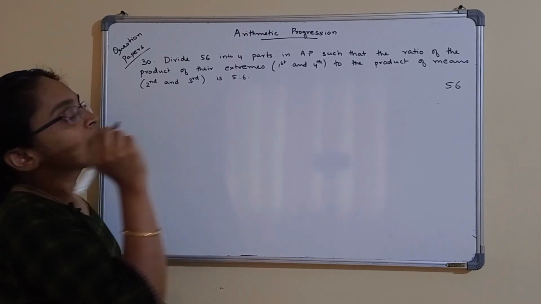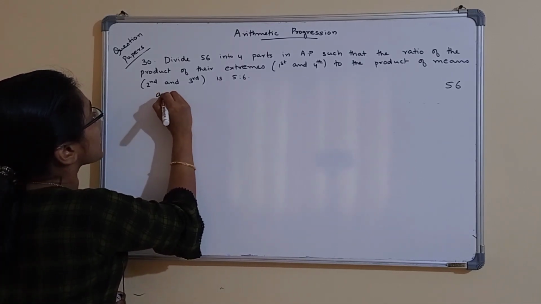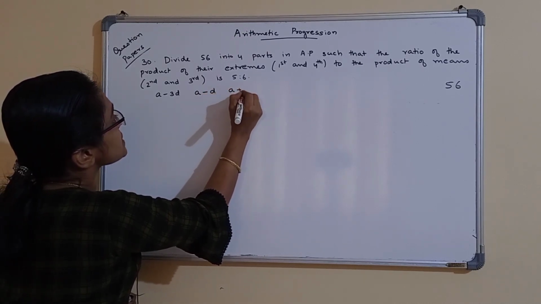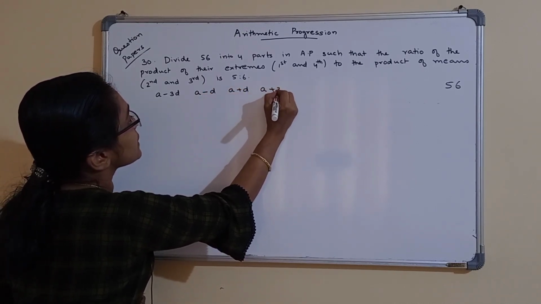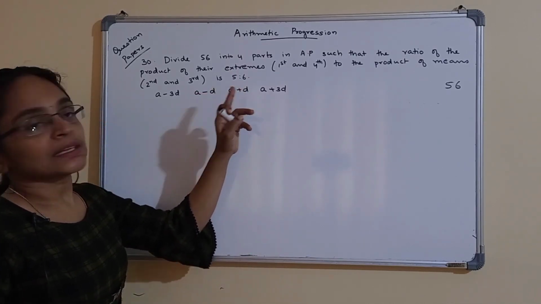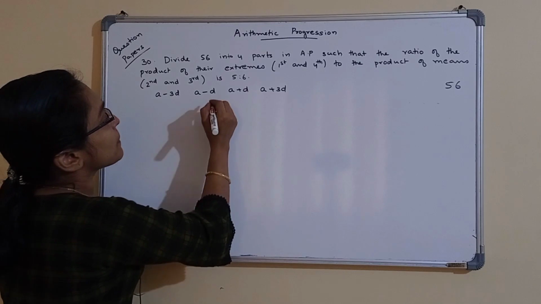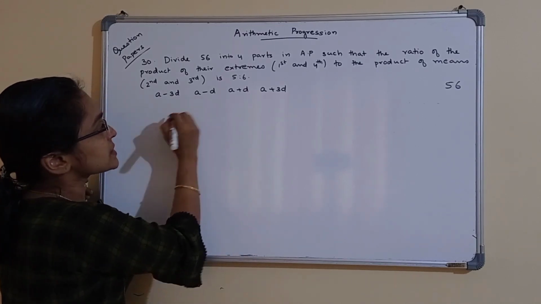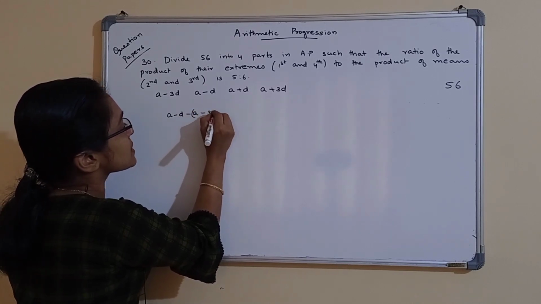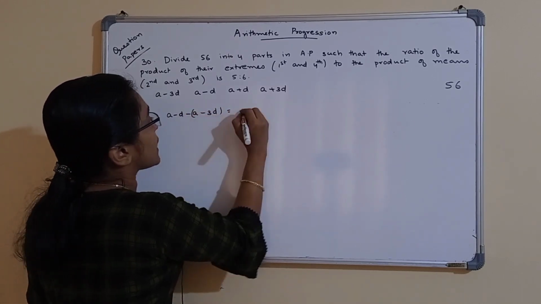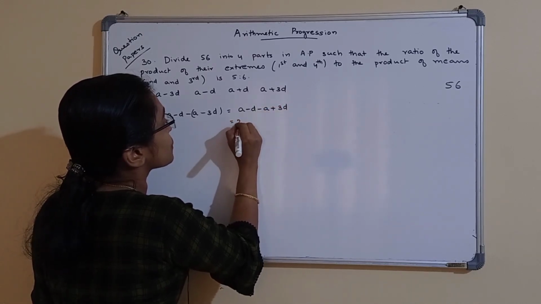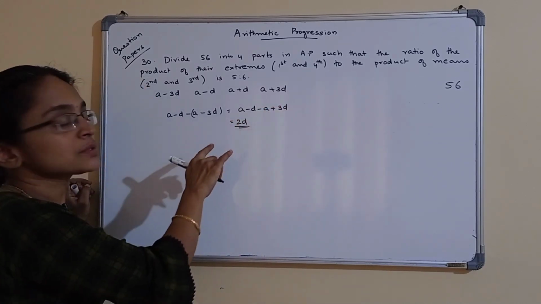So let the AP be a minus 3d, a minus d, a plus d and a plus 3d. This is in AP because the common difference is the same. A minus d minus (a minus 3d) is a minus d minus a plus 3d, which is equal to 2d. The common difference here is 2d.